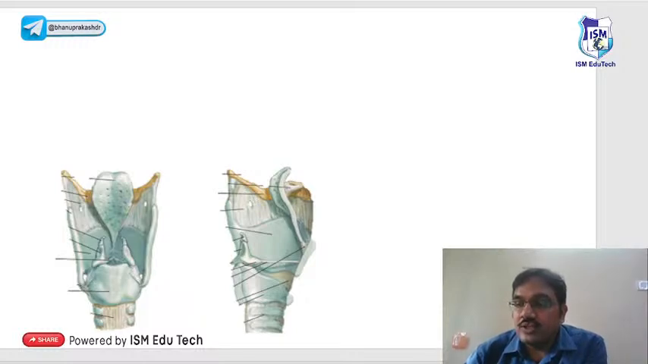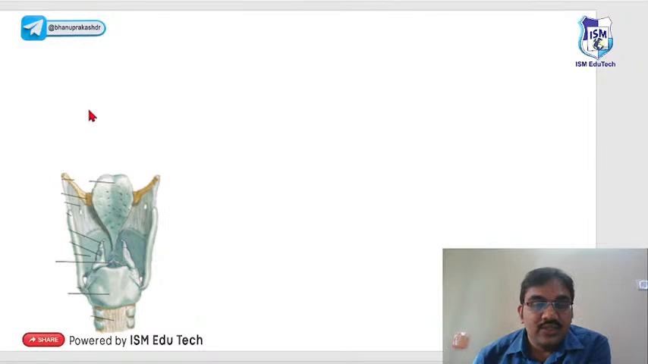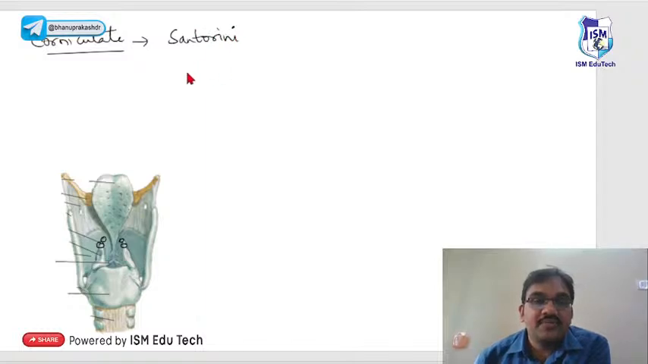Quickly we will move on. We were discussing the two small cartilages over here, that is your corniculate and cuneiform. The function of these cartilages is not yet known. The other name for these is cartilages of Santorini. This same word you will come across somewhere else, that is the fissures of Santorini. So where do you come across the fissures of Santorini?